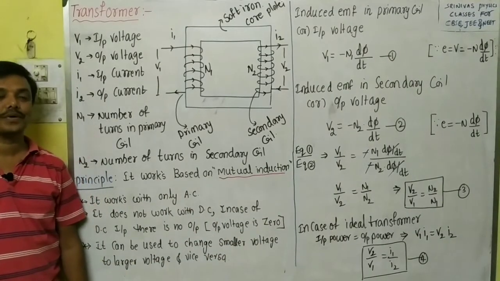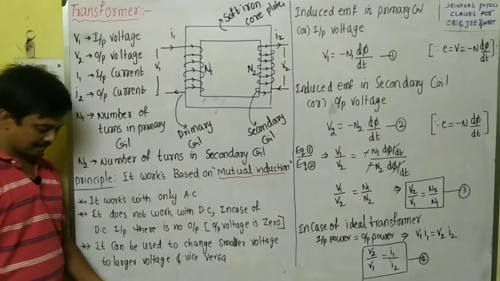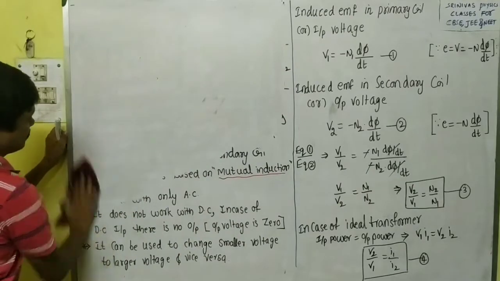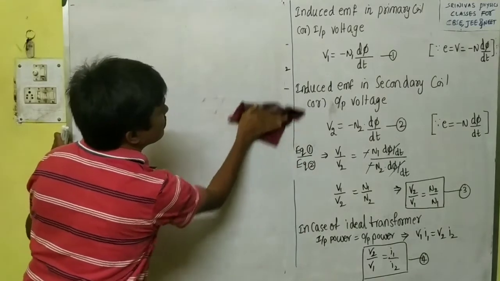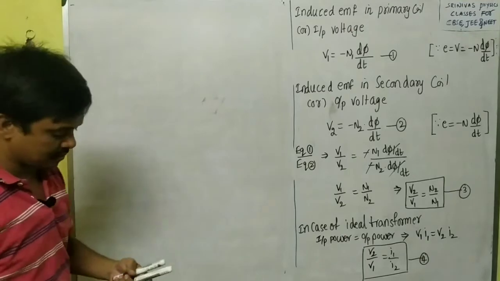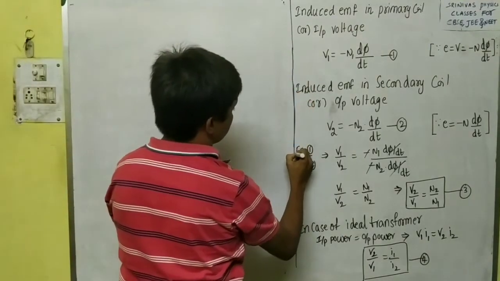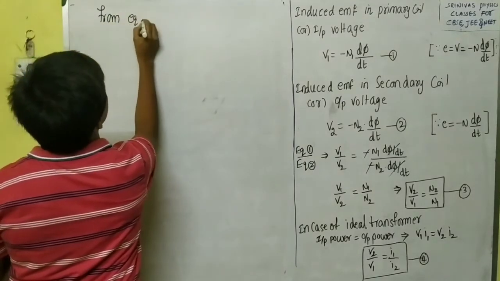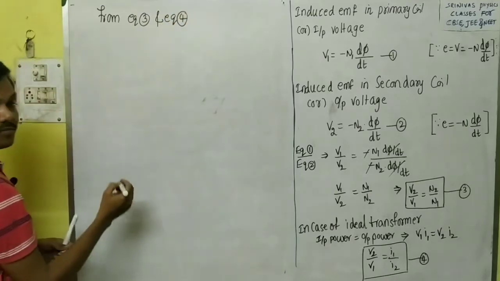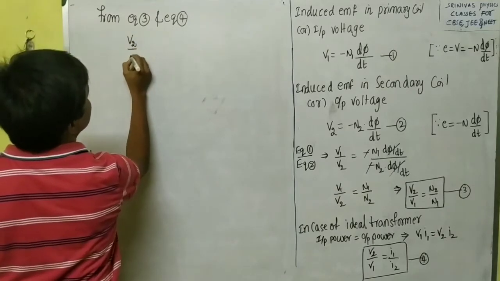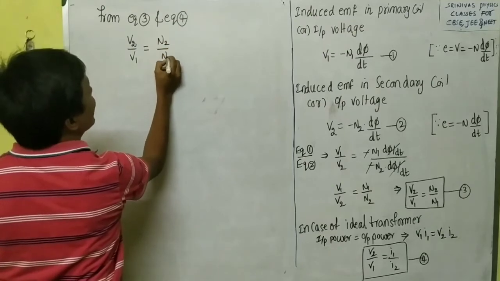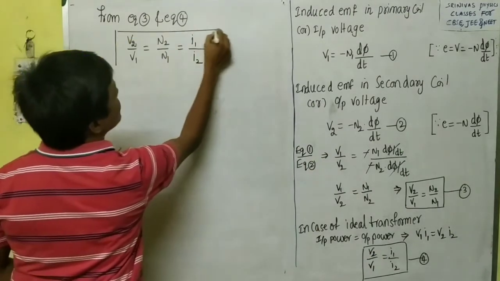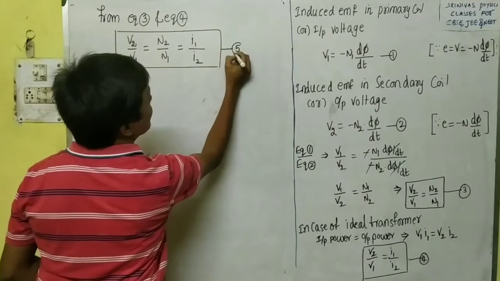You take the screenshot and note every point. I am going to rub the left side. Let us see here. From equation 3 and equation 4, the left sides are equal, so the right sides are also equal, and we write a generalized equation: V2 by V1 equal to N2 by N1, and V2 by V1 equal to I1 by I2. This is only for an ideal transformer.